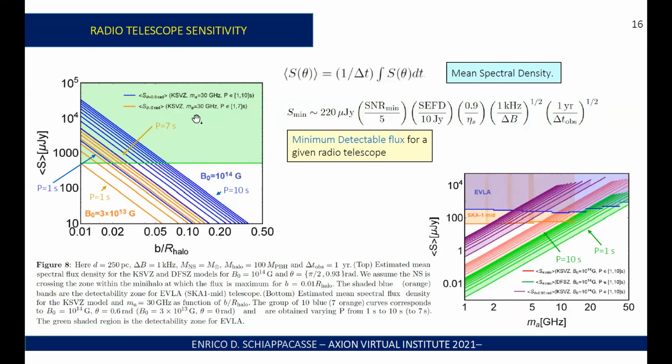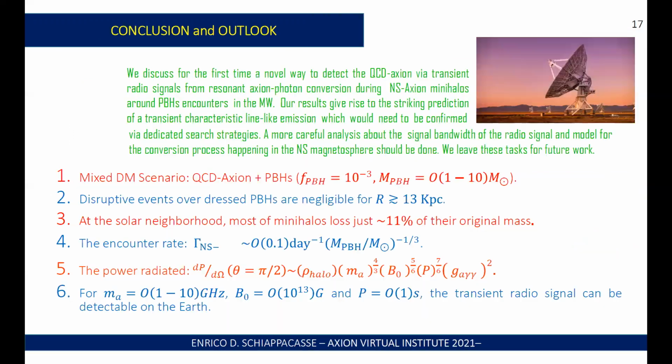Here I am fixing the axion mass to be 30 gigahertz, and we are varying the polar angle, and also varying the neutron star spin and the magnetic field at the poles. And you see the smaller the impact parameter, the larger the mean spectral flux density, because the neutron star crosses a zone within the minihalo with higher density of axions.